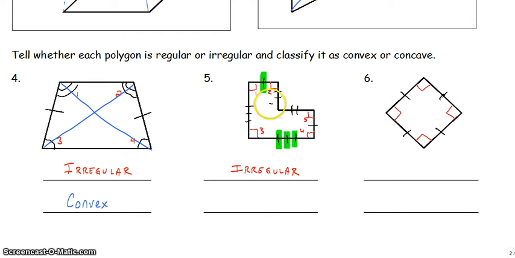In number 5, I have a lot of diagonals here. Some of them, like this one, stay inside. But this is another diagonal. It connects two non-consecutive vertices. That's outside of your polygon. You only need one example or counterexample to make this concave. In this case, I have that one example, so it would be concave.